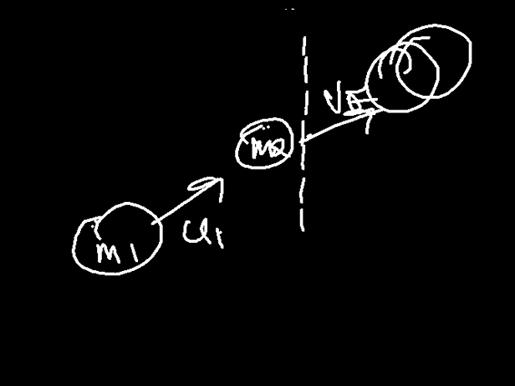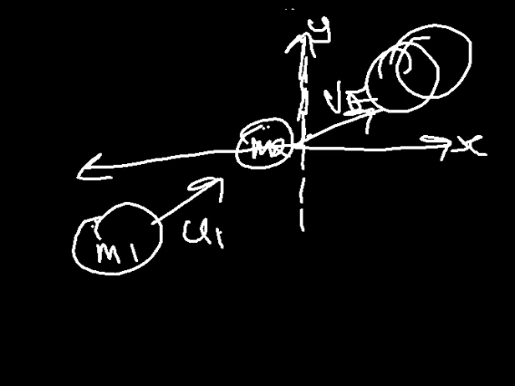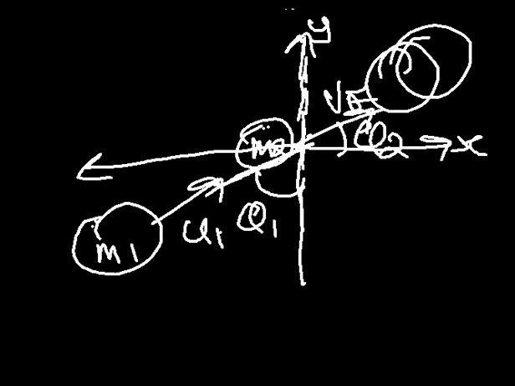So now the principle remains the same. We'll have to develop the two-dimension Cartesian plane, where this is the y-axis and this is the x-axis. Before collision, the object of mass 1 is moving at an angle, let's say theta 1, with respect to the axis. And after they collide, let's say the objects are moving at an angle theta 2 with respect to the horizontal.